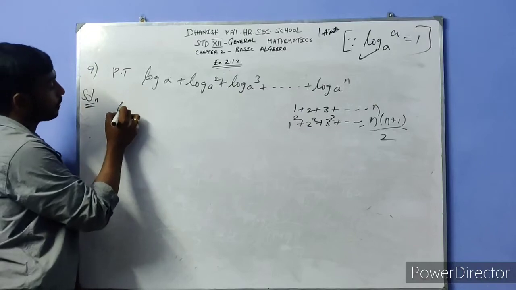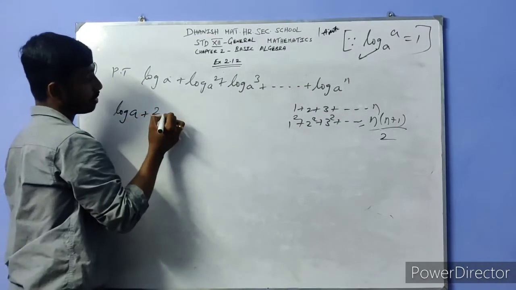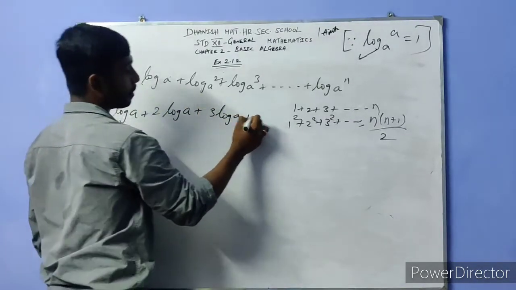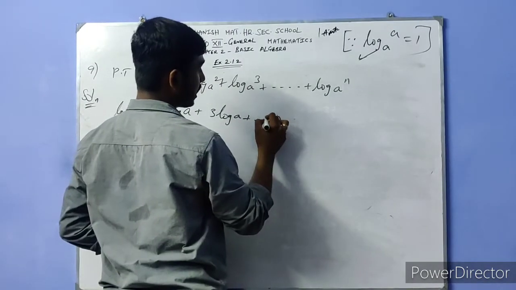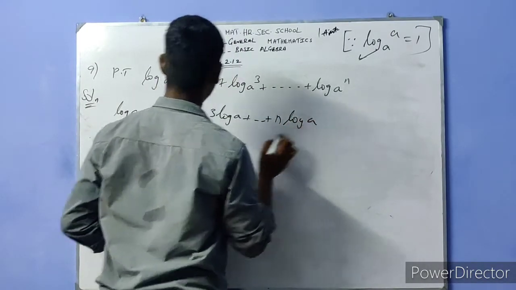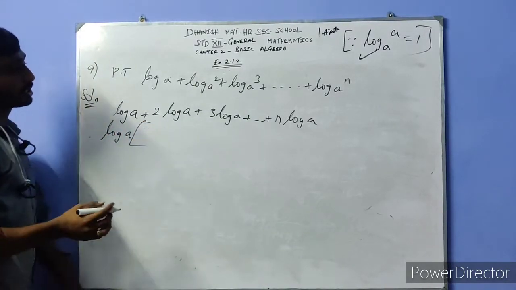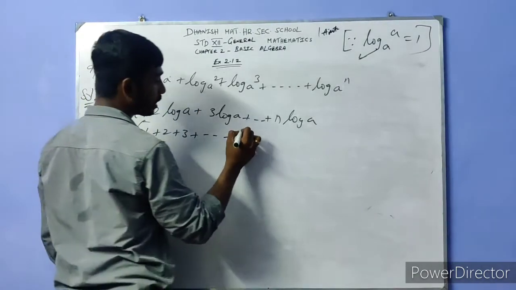So log a, what is the power value? That will be 2, so this value comes in front of the log a, plus 3 log a, up to n log a. Now I am taking log a commonly from this expression. What are the remaining values here? 1 plus 2 plus 3 up to n.